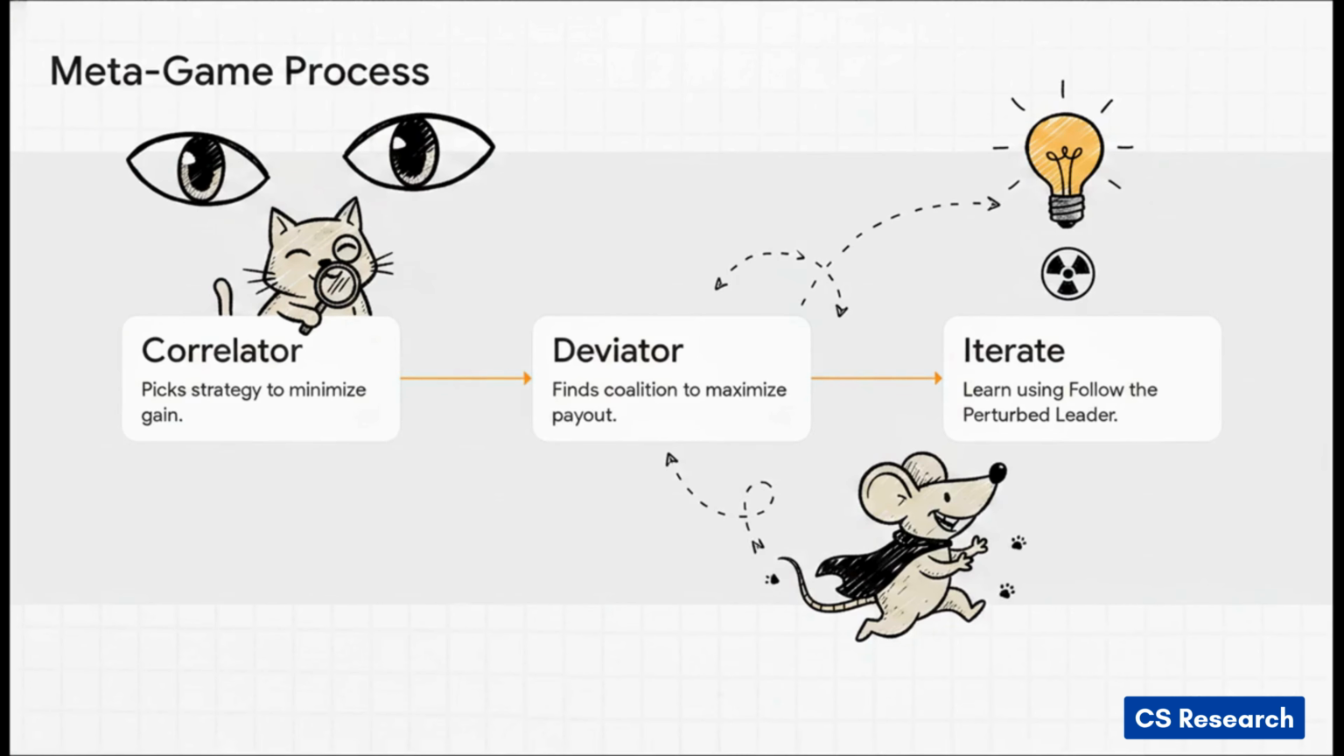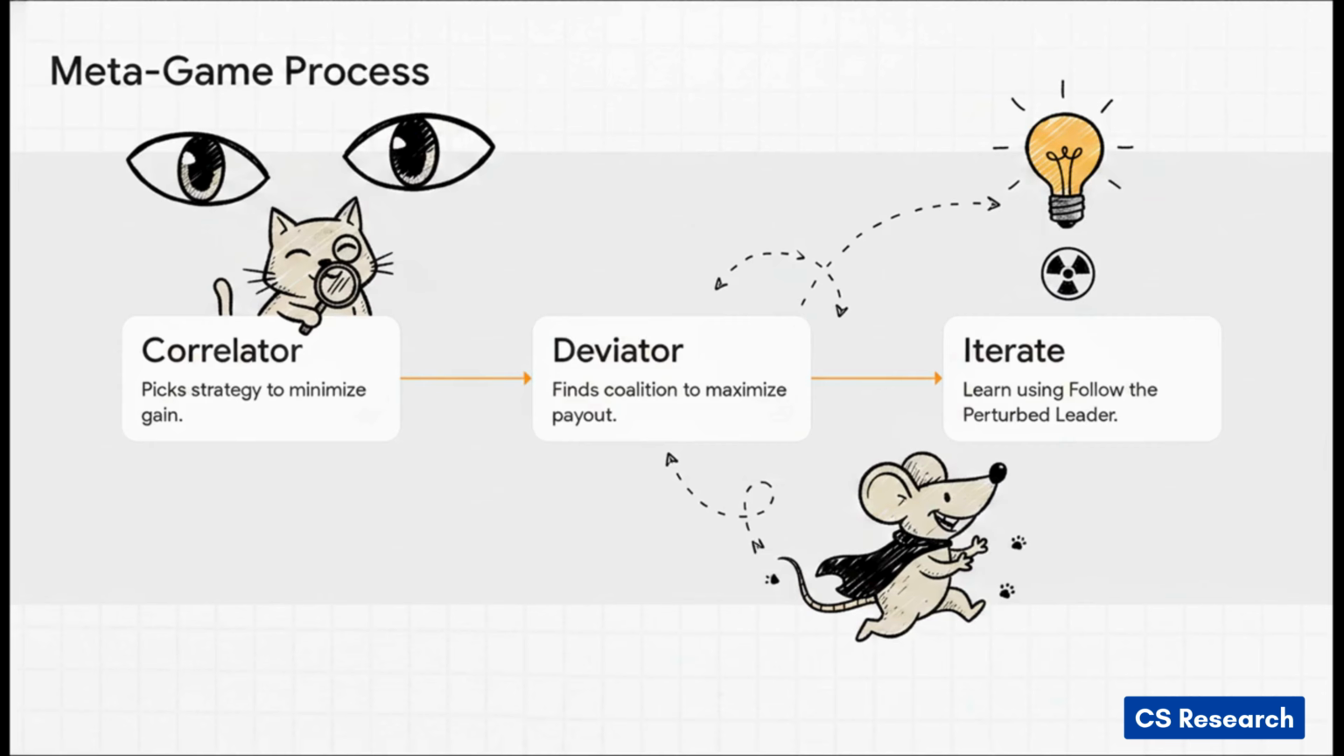Let's look at the actual mechanics of how this MACE is calculated. It builds this completely fascinating cat and mouse metagame. We're literally pitting two algorithms against each other. Step 1. The correlator tries to pick a system-wide strategy that keeps order and minimizes any group's gain. Step 2. The deviator hunts for the ultimate loophole. It's actively trying to find the exact coalition that maximizes a payout against the correlator's rules.